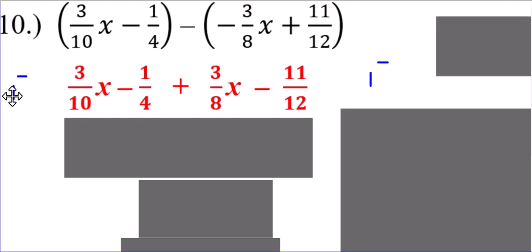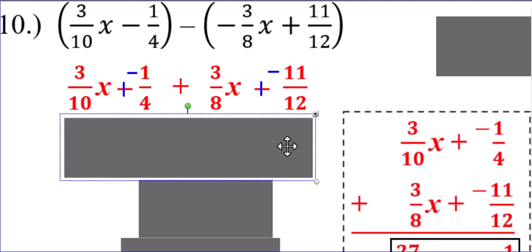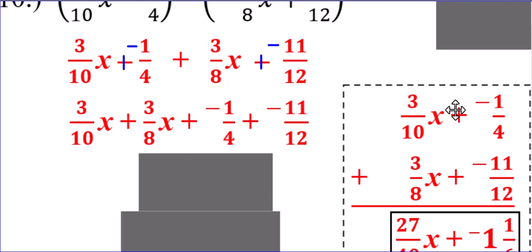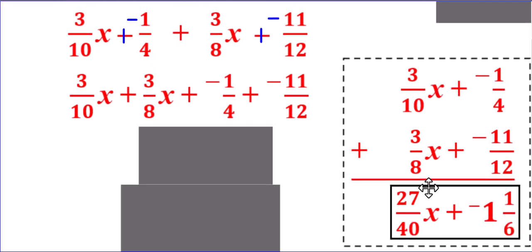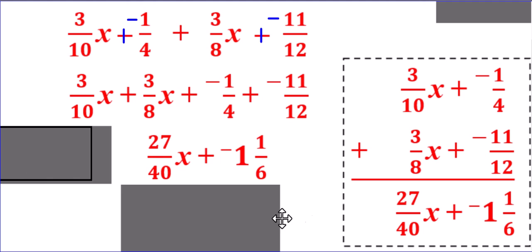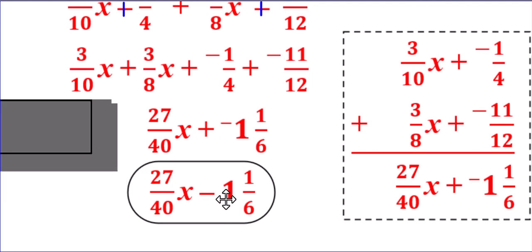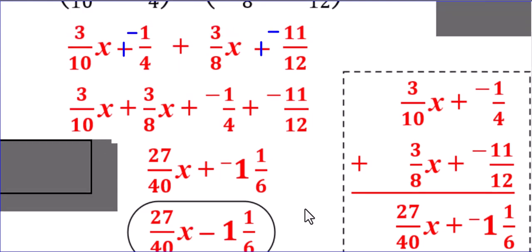Since there's minus right here, we're going to make this adding the opposite. Since there's minus right here, we're going to make that adding the opposite. From here, you either line them up or you do the commutative property. The x's, when you add them together in your calculator, will give you 27/40 x, and the constants will give you negative 1 and 1/6. Oh, since there's plus negative, we're going to have to make that minus a positive. And there you go. That's problem number 10.